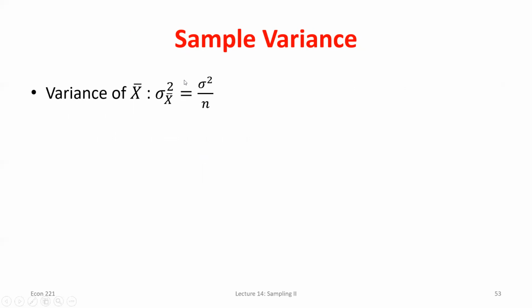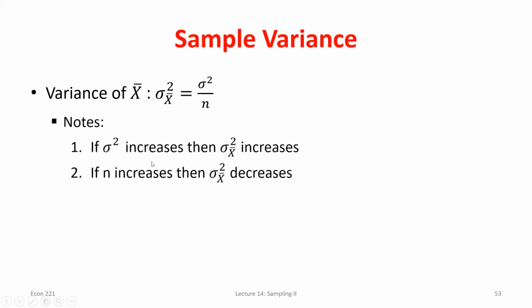So if this is the equation for my sample variance, I've already mentioned the sample size will impact it, right? As my sample size goes up, then the variance of my sample means goes down. But also if the original data has a higher variance, then my sample means' variance will also be higher, right? So these are kind of the two components.